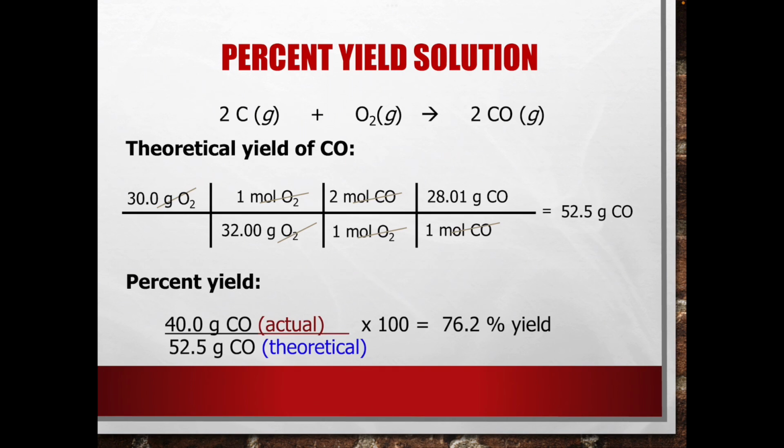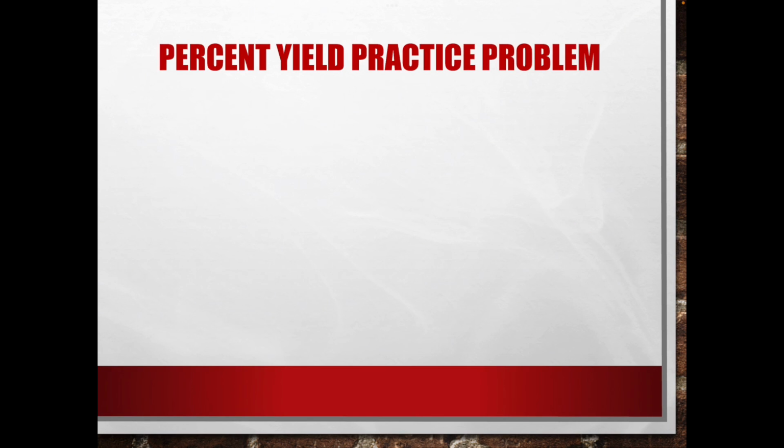Our actual yield, it said, was 40 grams of carbon monoxide. So we did this reaction, we only got 40 grams. In theory, we should have gotten 52.5 grams, but like we've said before, stuff happens and you lost some, okay? So in order to calculate our percent yield, it's always actual over theoretical times 100. So we get a 76.2 yield. It's not bad, right? It's not like awesome, but it's not bad.